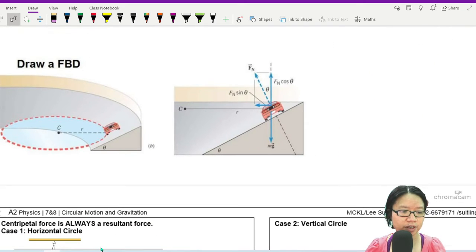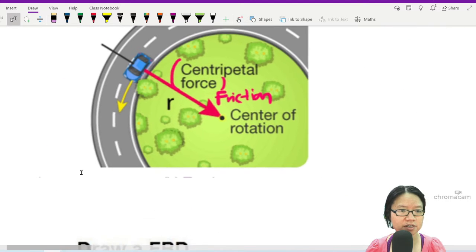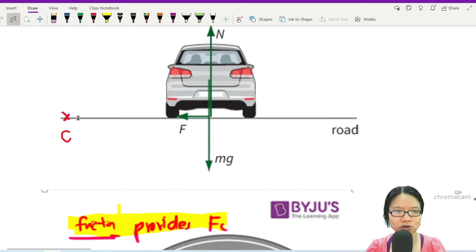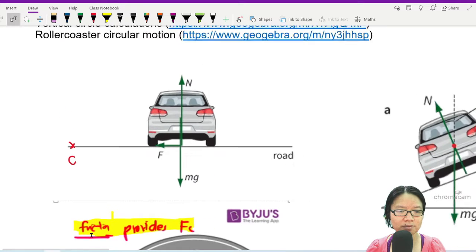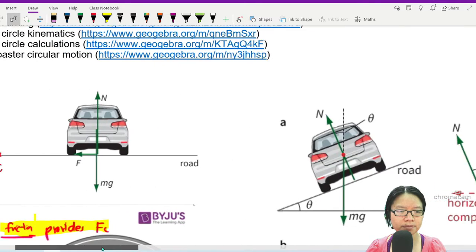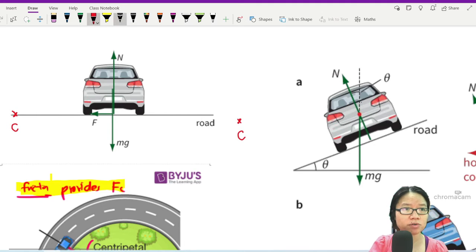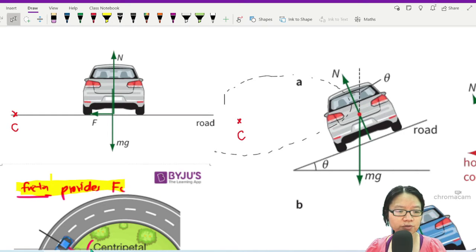Just like if you look at this one, the center of the circular path is on the road. This one too, the center of the circular path will be here. If you want to draw the circular path, it's going to be a bit of a stretch, but this thing will rotate in a circle this way. So there are a few things that you will notice.